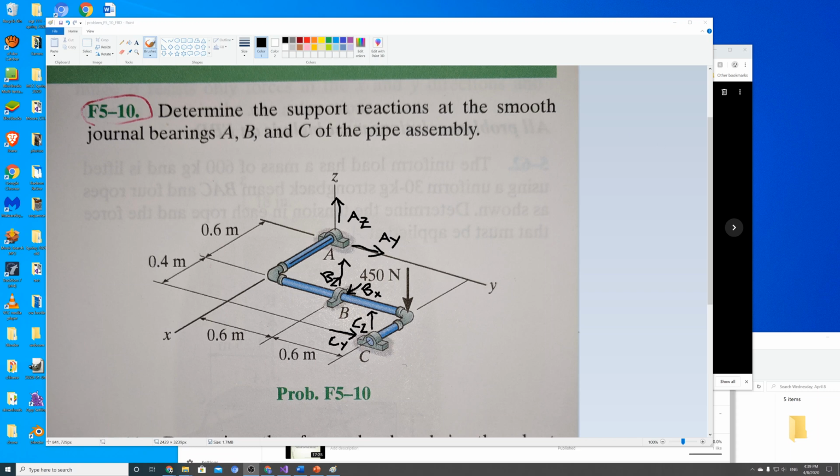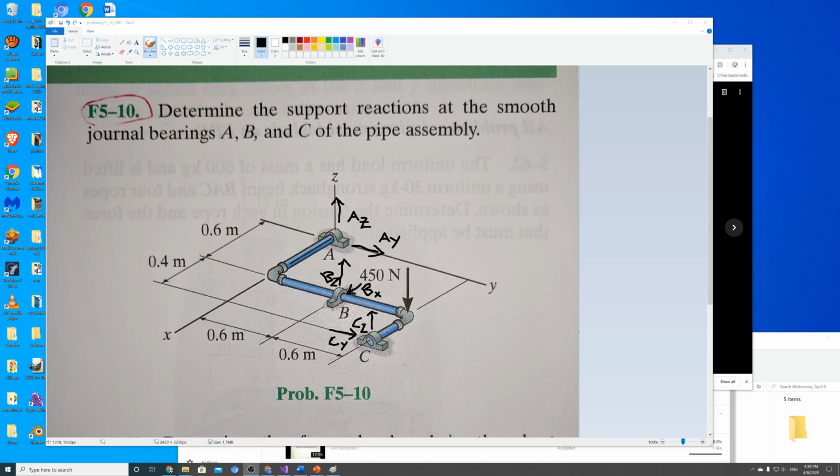Okay, I'll take a look at problem F5-10. You're going to determine the support reactions at the smooth journal bearings A, B, and C. Because these are perfectly aligned bearings, we can say there are no reactive moments. That's the assumption we make with multiple journal bearings.